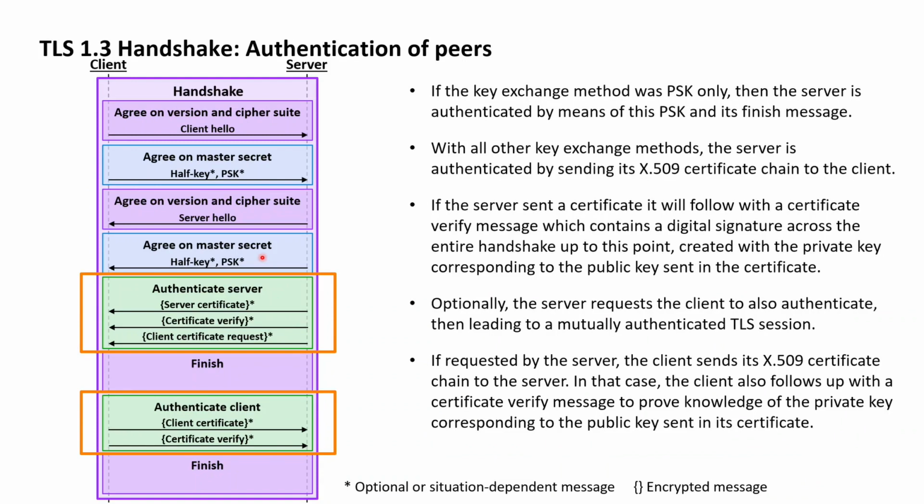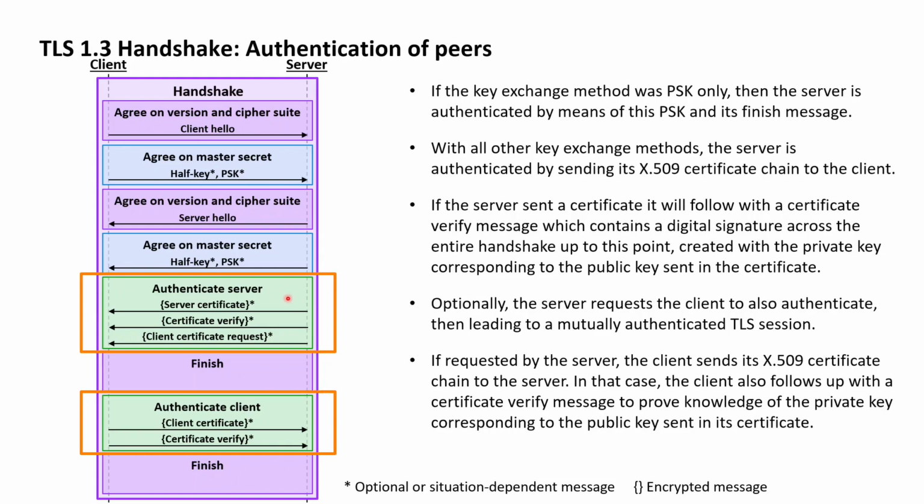Following the agreement on the master secret is the stage responsible to authenticate the server. As just mentioned before, and as you can see on the drawing, each message is now surrounded by curly brackets, indicating that as of this stage, all handshake messages are encrypted with keys derived from the handshake secret.